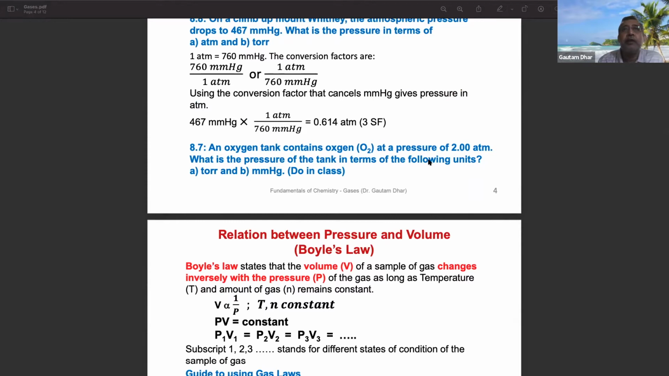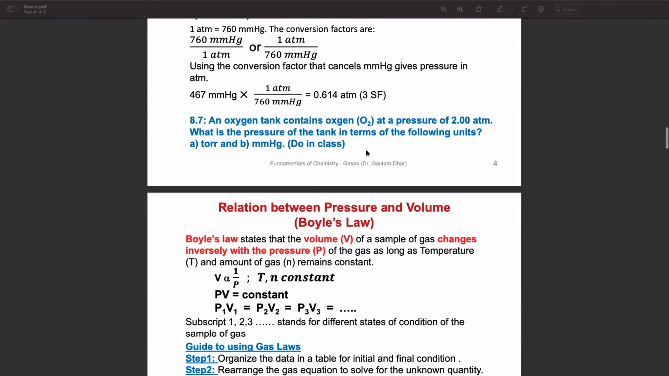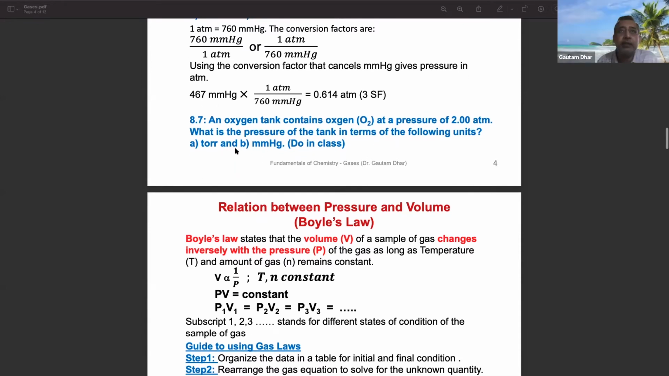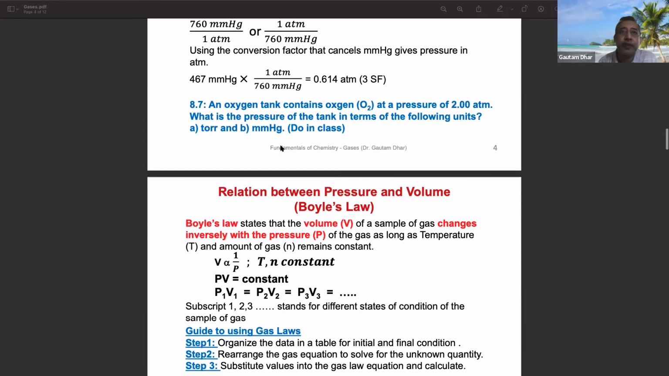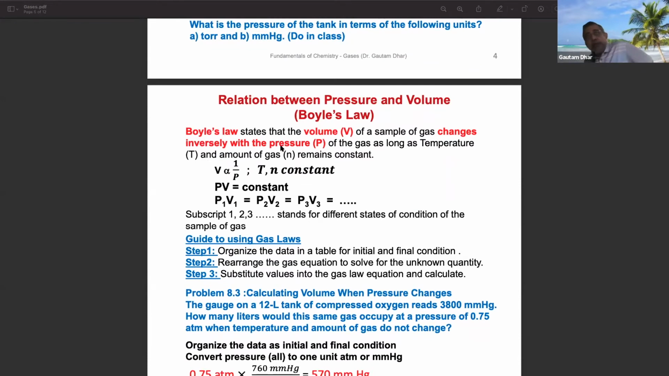An oxygen tank contains oxygen at a pressure of 2 atm. What is the pressure of the tank in terms of the following units? So this is another question: in torr and in millimeters of mercury. This is already in atm, and to get millimeters of mercury, that means multiply by 760. That's very simple, right? 760 multiplied by 2. And millimeters of mercury and torr are the same thing. Now, this is how we convert pressure.